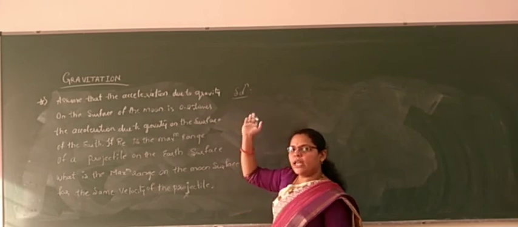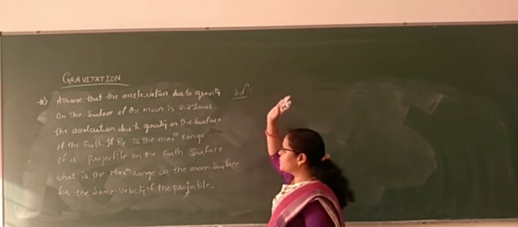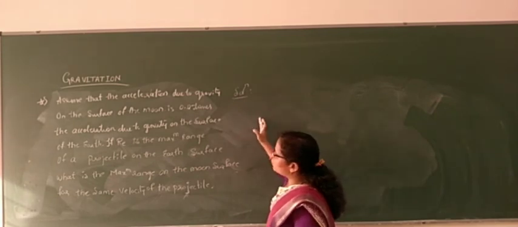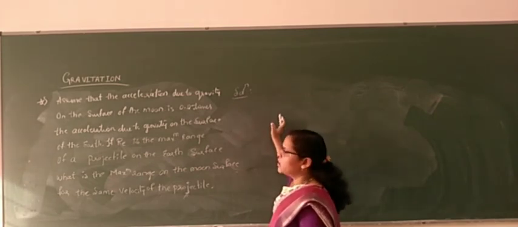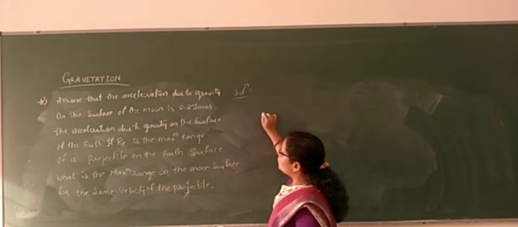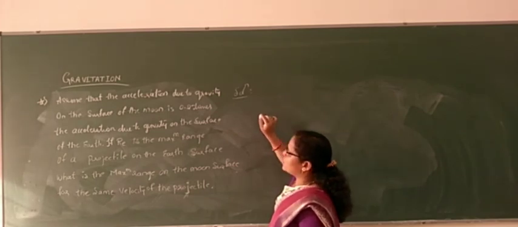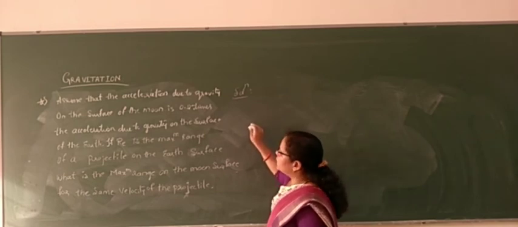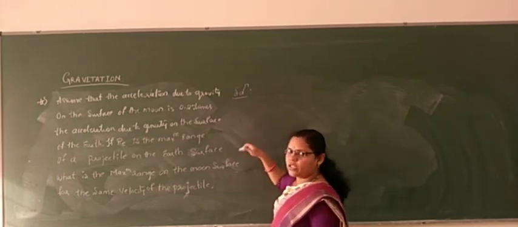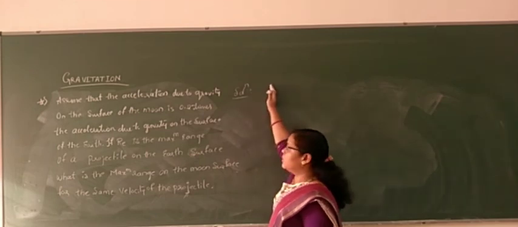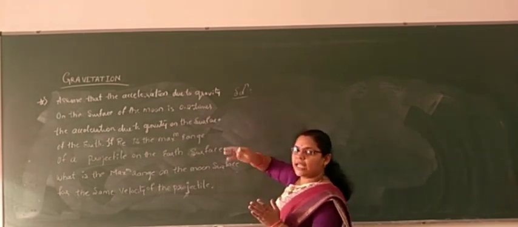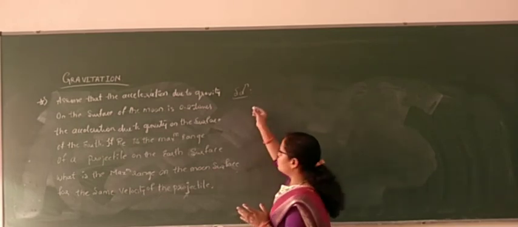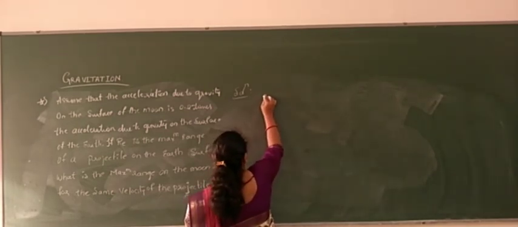Here it is given that the acceleration due to gravity on the surface of the moon is 0.2 times the acceleration due to gravity on the surface of the earth. So Re is the maximum range of the projectile on the surface of the earth. When we launch a projectile on the surface of the earth, that gives the maximum range.